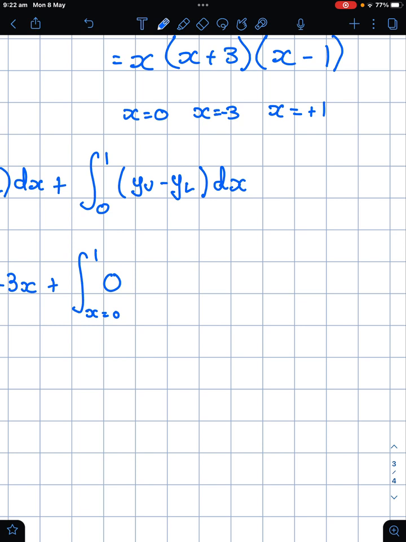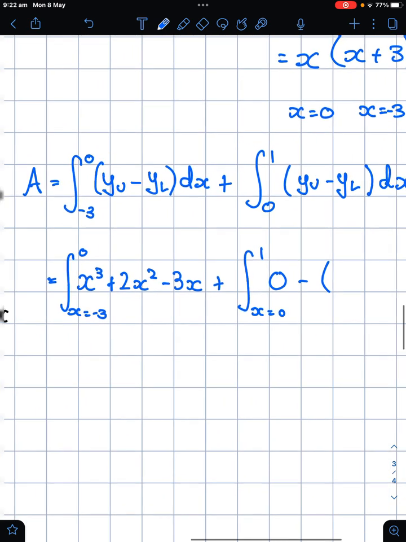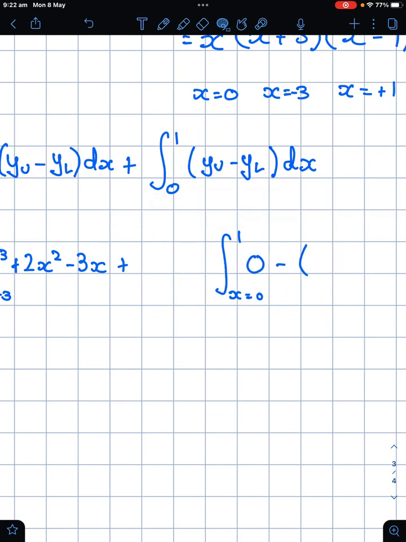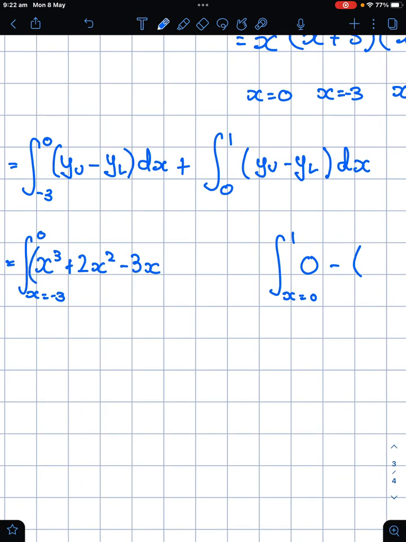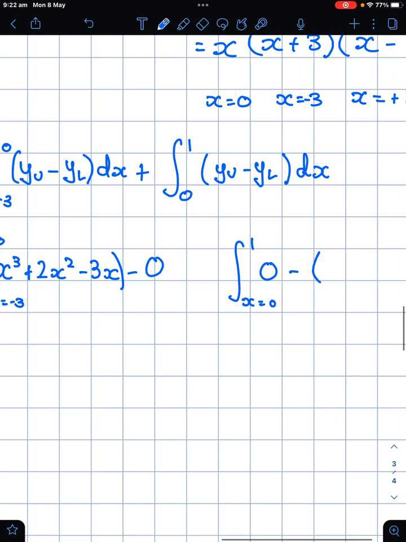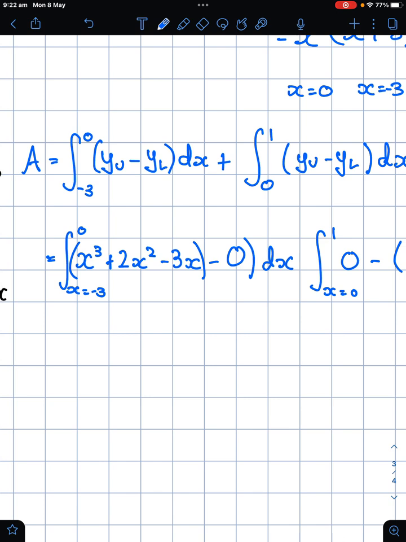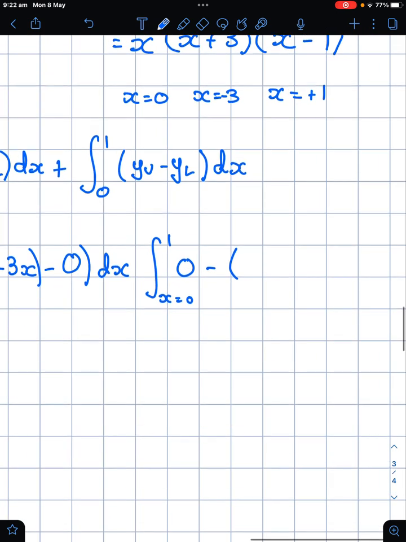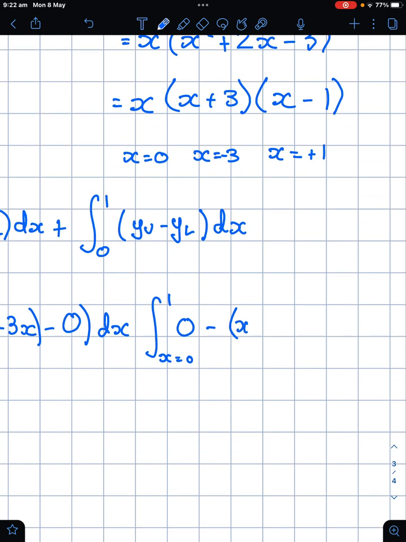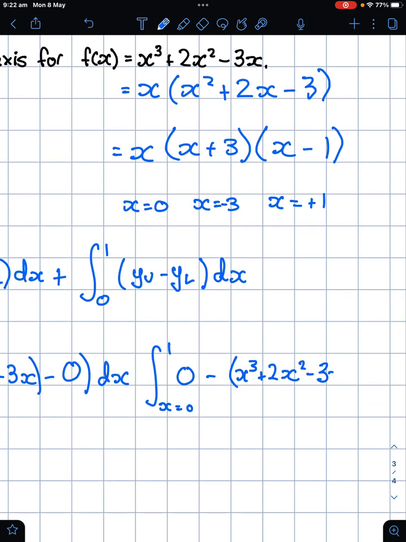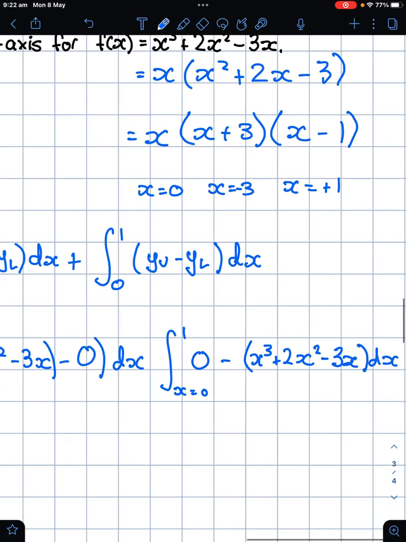We're going to go, well, this would be 0 and then minus our lower, whereas here would have dropped a mark or two here for poor notation. So this bit here, that's our y upper minus 0, which is our lower, and that's all with respect to x. Okay, and then our next bit here, 0, take our function here, which is x cubed plus 2x squared minus 3x, all with respect to x.